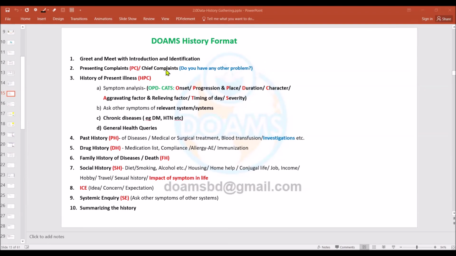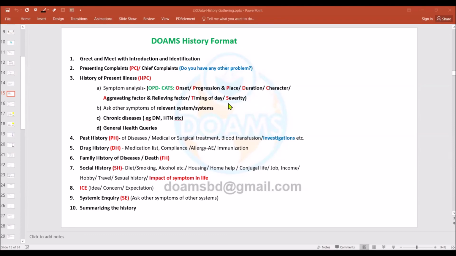So how to correlate this thing from the 2 and 3? When you get more symptoms, you just store it in your mind that the patient has 2 or 3 symptoms. But what is the first presenting symptom? You will analyze this presenting symptom under these headings. This is the mnemonic: onset, progression, place, duration, character, aggravating factor, relieving factor, timing of the day, and the severity.